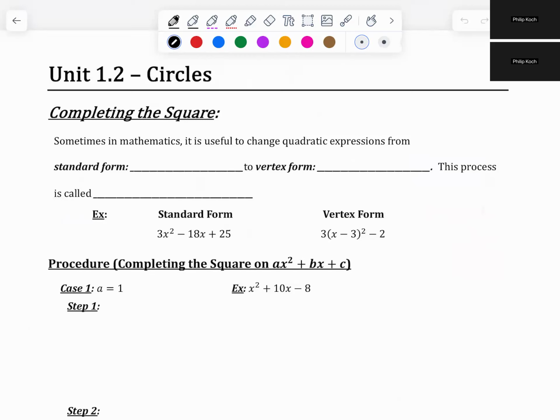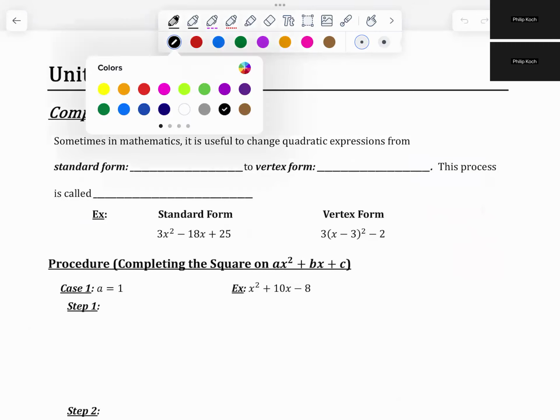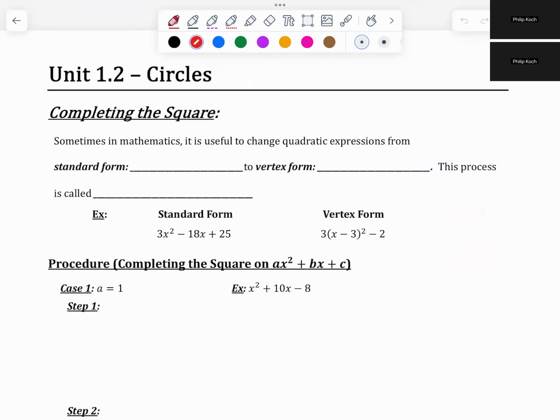Sometimes in mathematics, it's useful to change quadratic equations or quadratic expressions from standard form, which is ax squared plus bx plus c, to vertex form, which we'll talk about more when we get to unit 2. But vertex form is a times (x minus h) quantity squared plus k. That a is the same a, by the way. It's not a magic new a. You can convert any standard form to vertex form and from vertex form backwards as well. And this process is called completing the square.